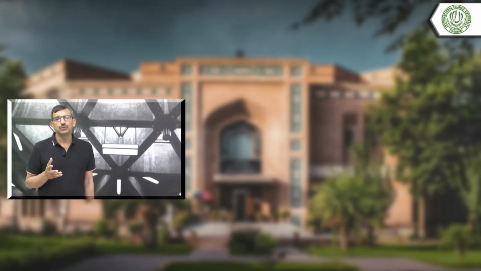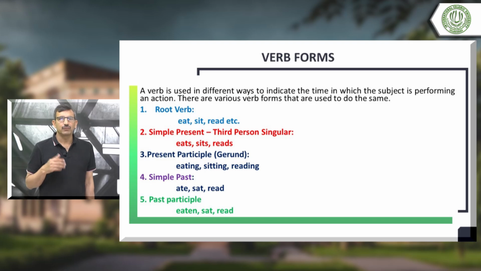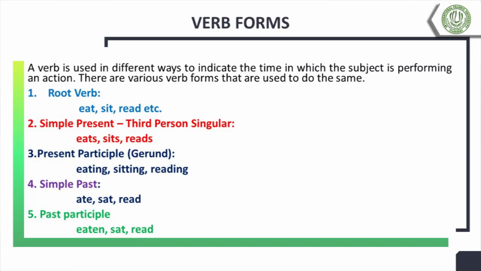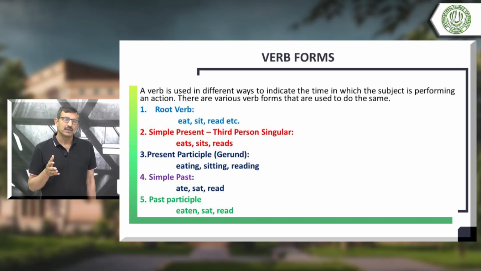A verb is used in different ways to indicate the time in which the subject is performing an action. There are various verb forms that are used to do the same. First one is root verbs like eat, sit, read, sleep, etc. Second is the simple present form of verb, or we can say the third person singular, which requires s or es, like eats, sits, reads, goes, etc.